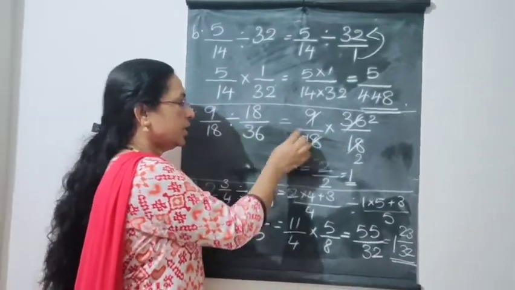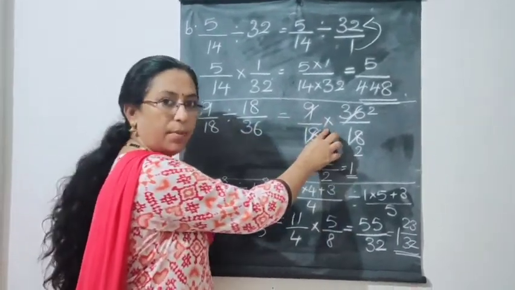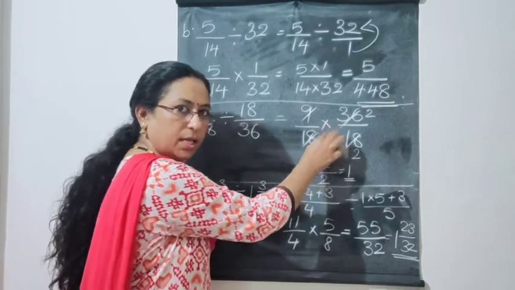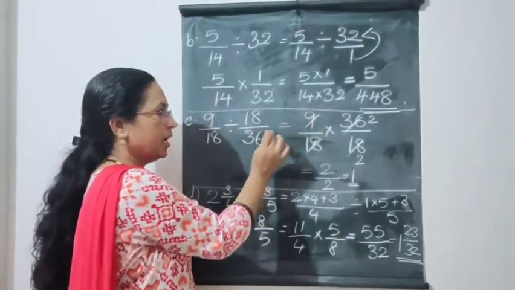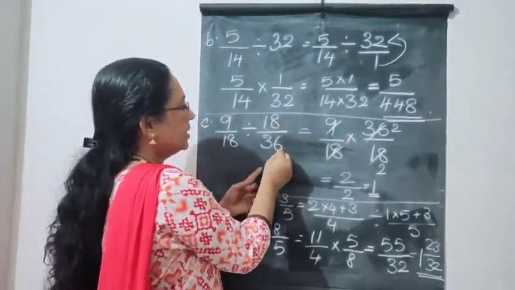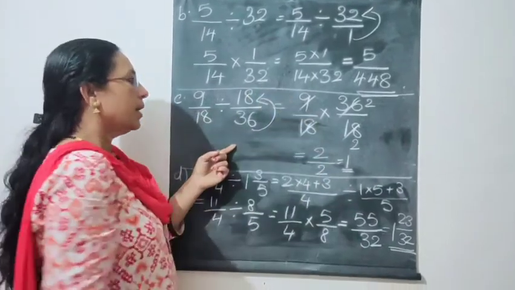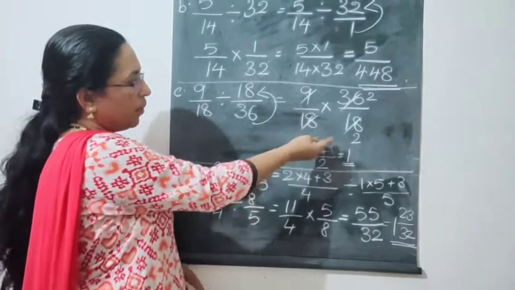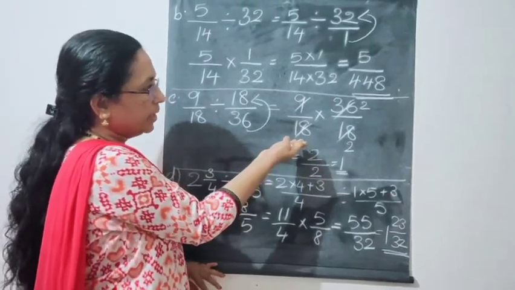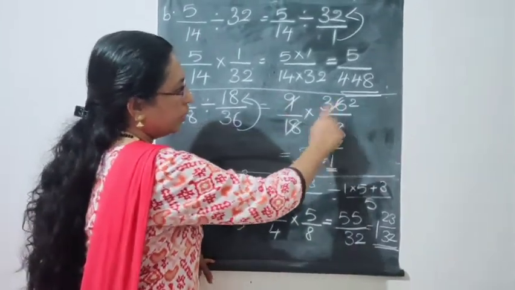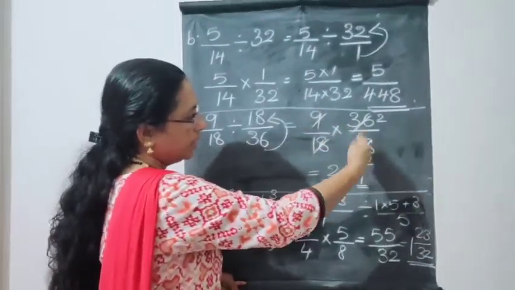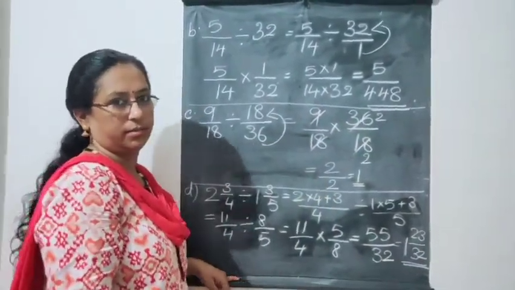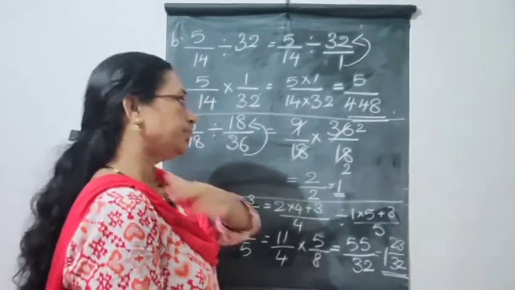The division symbol becomes a multiplication symbol, so we have to write the multiplication sign, and the second fraction's reciprocal, that means 36 by 18, we have to write. Now what I have done here is I did not multiply the numerator and numerator. Instead, I have reduced the fraction here. See how I have reduced?